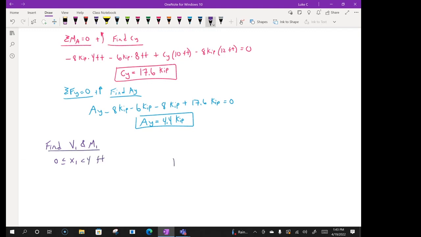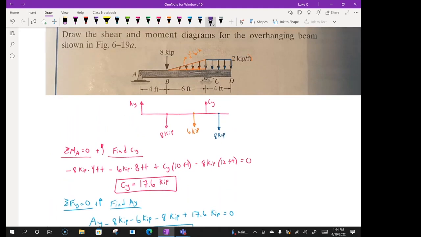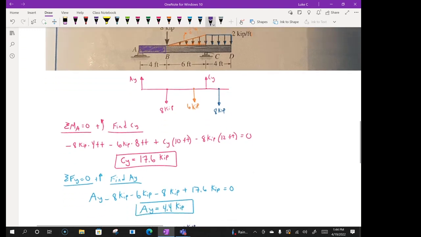So I'm going to draw the sketch here to remember. This is X1. This is the AY, 4.4 kip. This is V, and this is M. This is located right here. Do you see where that's located on this graph? We're not going to include the 8 kip. It's everything but that. So we're looking at that section to find the shear and moment diagram equations between there.